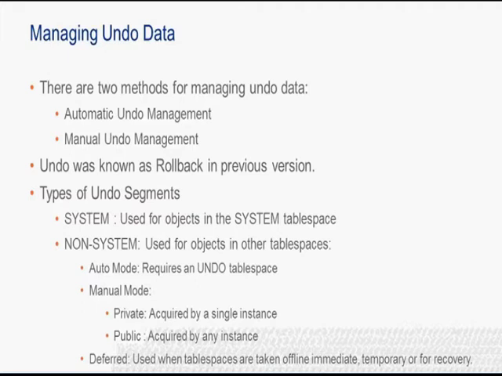Non-system undo segment. A database that has multiple tablespaces needs at least one non-system undo segment for manual mode or one undo tablespace for auto mode. In manual mode, a non-system undo segment which is created by the database administrator can be used for changes made to objects in any non-system tablespace.